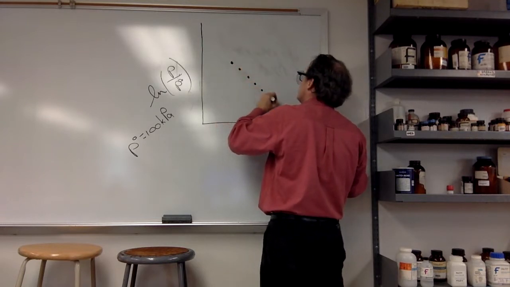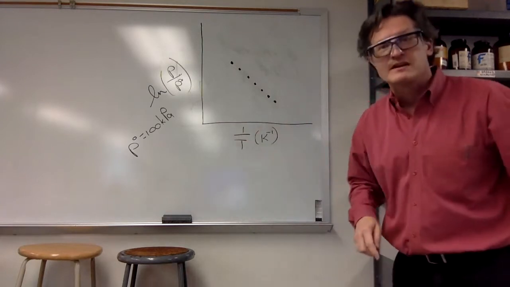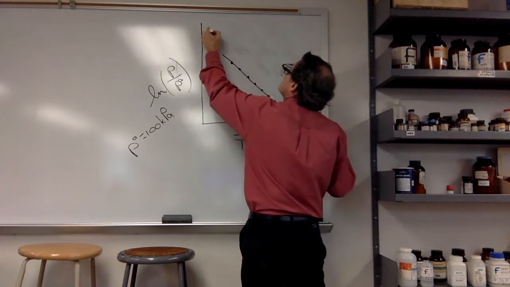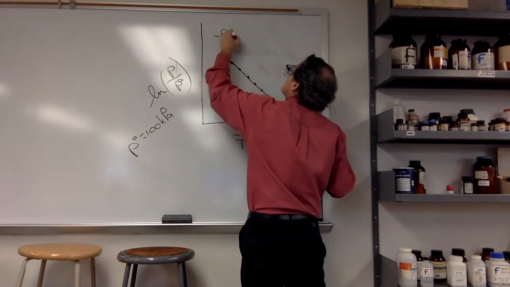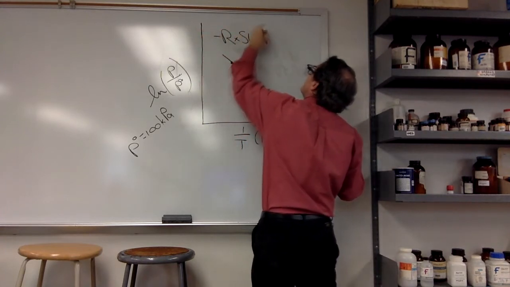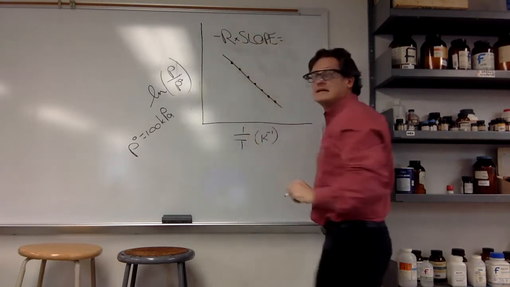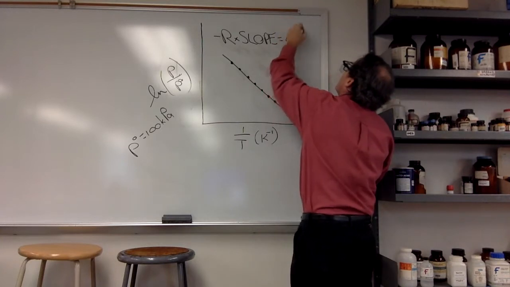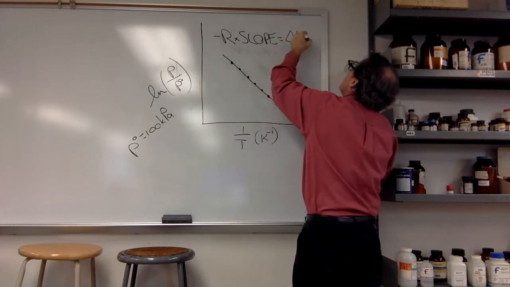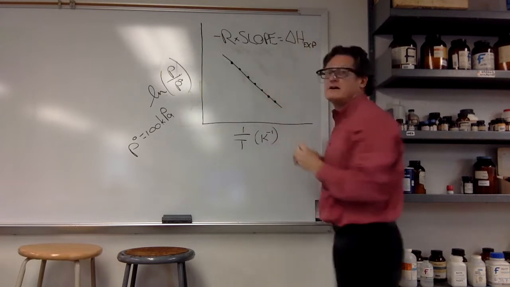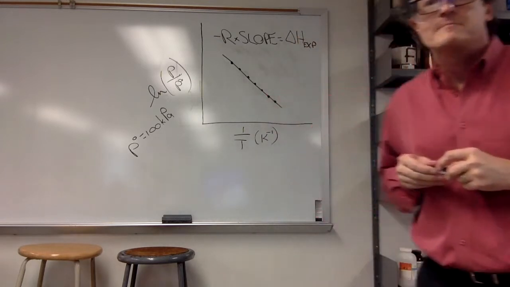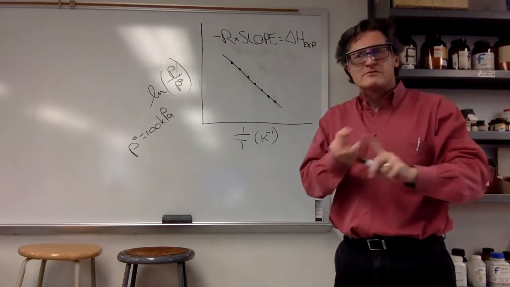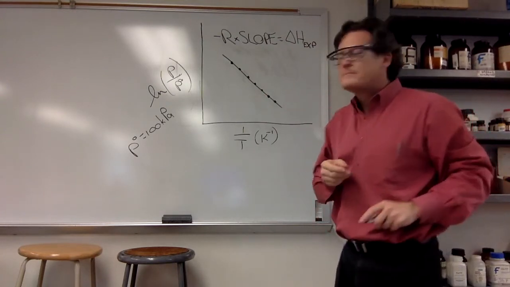This one really works well. You're going to get a nice straight line. We fit that to a line, and what we know is that minus R times the slope is equal to delta H. We're going to call that our experimental value of delta H. Good. You get one of those for ethanol, get one of those for n-heptane.